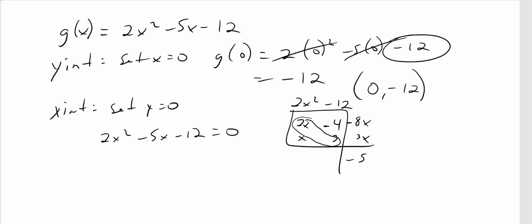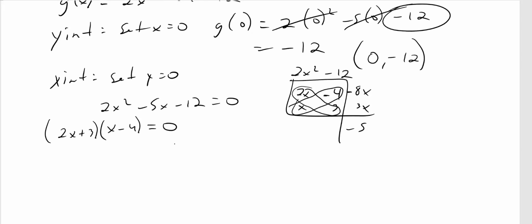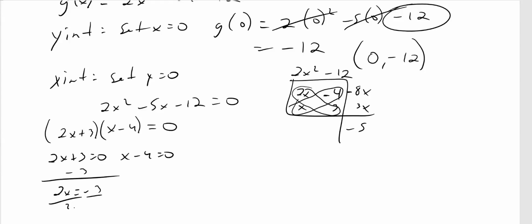So, guys, please, this is important. We don't use that much, but this is what it looks like. It's 2x plus 3 times x minus 4. All right, and let's solve. So 2x plus 3 equals 0, x minus 4 equals 0. Subtract 3: 2x equals negative 3. Divide by 2: x is negative 3 halves. And this one's add 4 to both sides, so x equals 4.